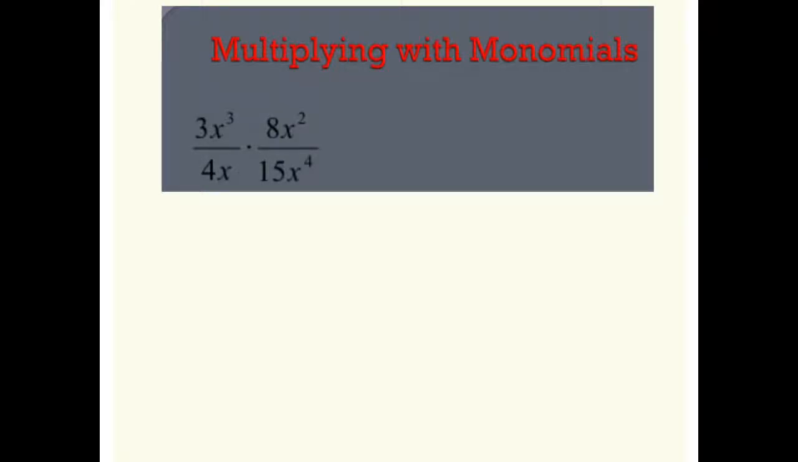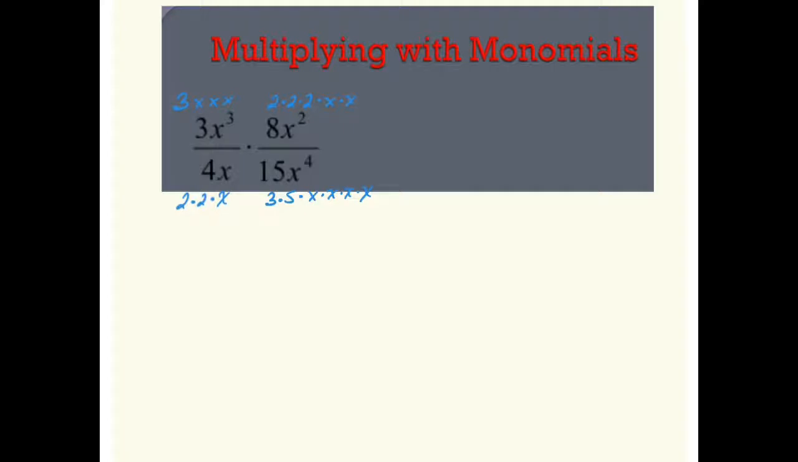Here's another example. Again, I'm going to factor out. My numerator is 3 times x times x times x. That's x cubed. My denominator is 2 times 2 times x. 8x squared is 2 times 2 times 2 is 8 times x times x. And 15 is 3 times 5, and then x to the 4th is x multiplied 4 times.